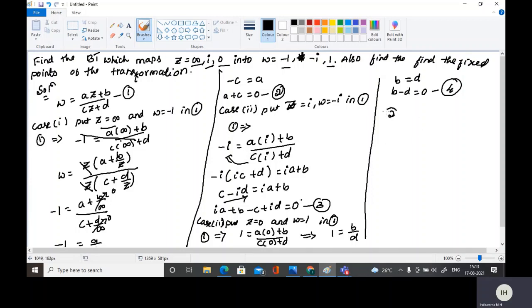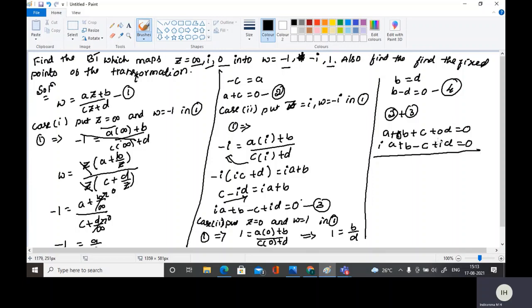So next I will consider equation 2 plus equation 3. What is equation 2? A plus B plus 0C plus 0D is equal to 0. This is our equation 2. Equation 3 is iA plus B minus C plus iD is equal to 0.